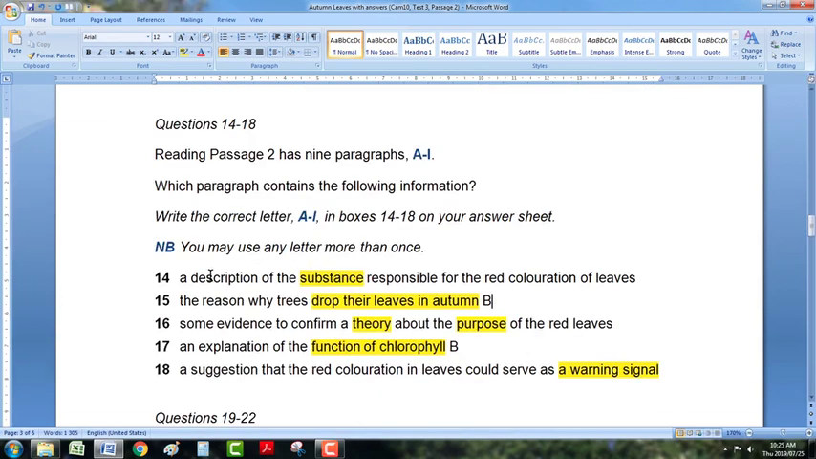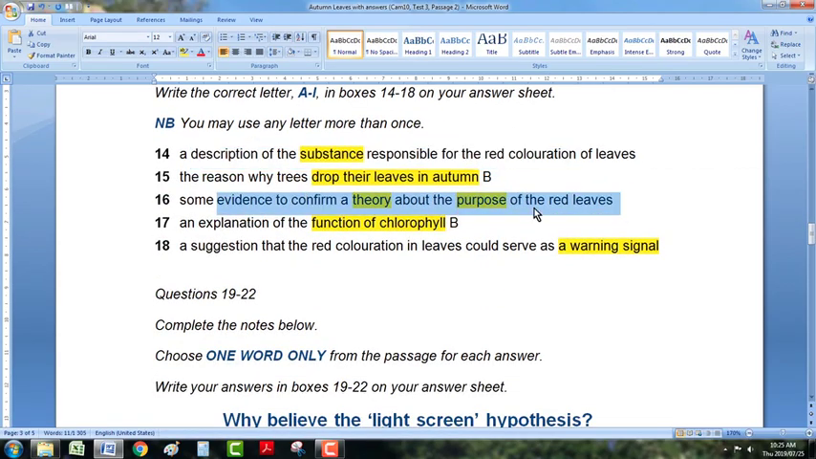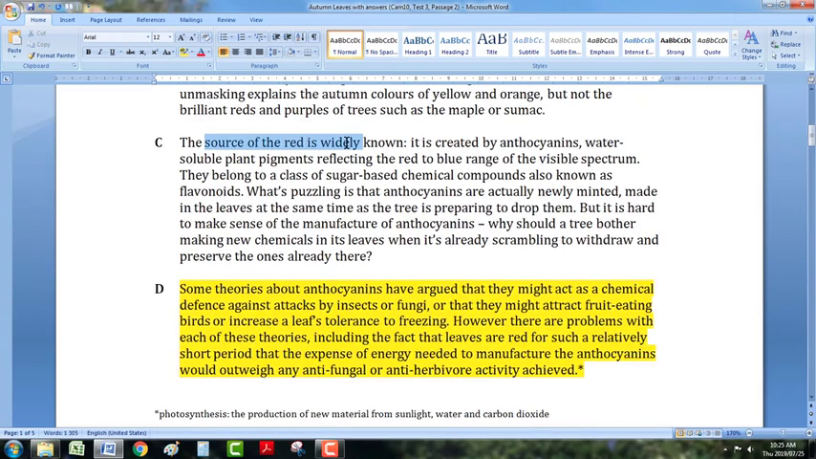What are we looking for? Substance responsible for red coloration. Theory about the purpose of the red leaves, and a warning signal. Source of the red is widely known. It is created by anthocyanins. This is a new substance, a chemical. What are anthocyanins? Here's the definition. Water-soluble pigments reflecting blah, blah, blah, blah.